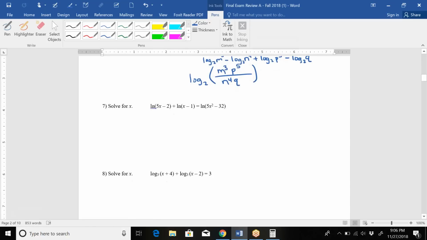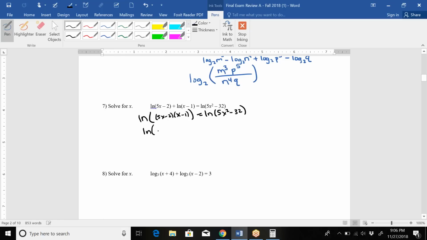Okay, for number 7, we're supposed to solve this logarithm equation. Remember that logarithm equations have domain restrictions, so we will have to check all of our solutions. And the rule here is that we have a plus in between these two logs. So if you want to combine that to a single log, you turn it into times, and they have to have the same base to do that, which they do. It's base e. So then we would have (5x minus 2) times (x minus 1). Those are the two arguments. And then we still have the ln of 5x squared minus 32 on this side.